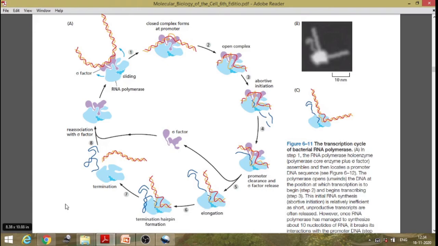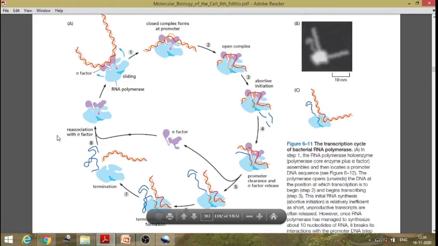So after the elongation phase, there is the termination phase. In the termination, there is a terminator region present in the DNA. When RNA polymerase reaches the terminator or termination region, hairpin formation takes place, which is required for termination of transcription. So in this, the RNA polymerase leaves the DNA strand as well as releases the RNA transcript.